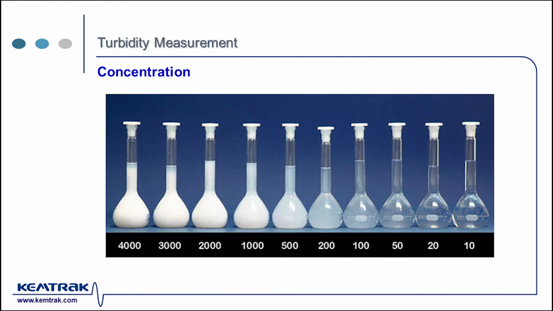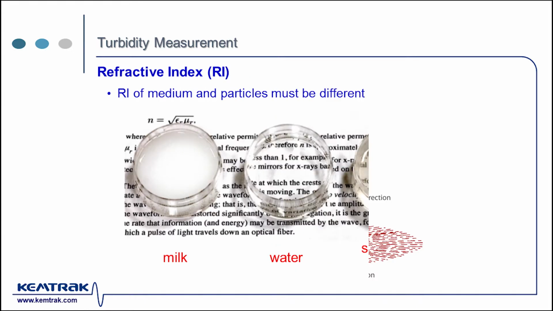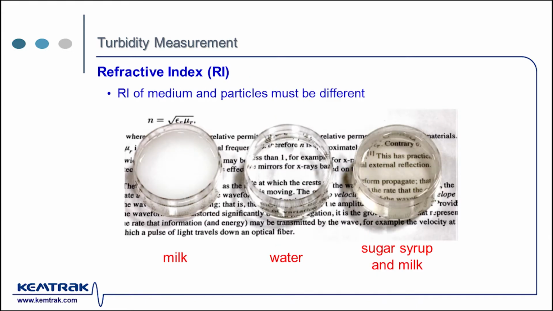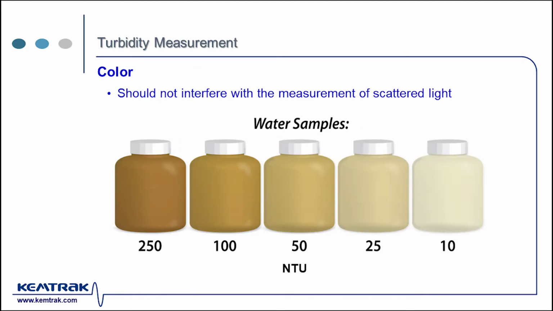Concentration is the amount of light scattering material in the sample. The size and shape of the light scattering material in the sample will influence how the light is scattered. For oil in water emulsions, such as milk, there must be a refractive index difference between the suspended material and the medium, otherwise light would simply pass straight through the sample. And finally, the color of the sample should not interfere with the measurement of the suspended particles.